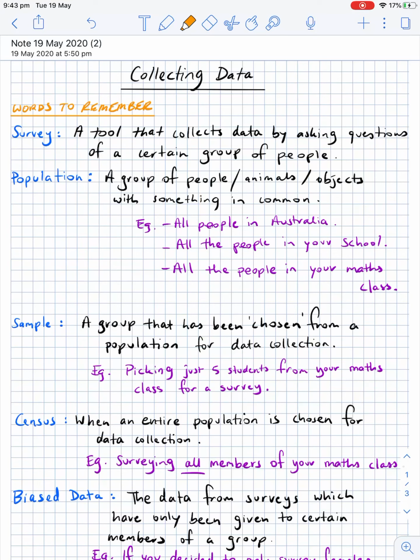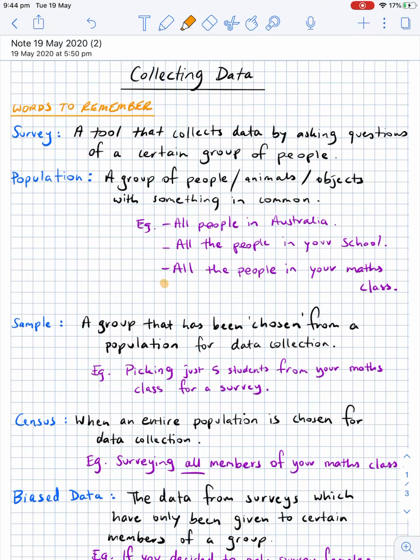Next word to understand is population. A population is a group of people, animals or objects with something in common. For example, all the people in Australia. This is the typical sort of population we think of, the population of a country. But it could also be all the people in your school. They all have something in common: they go to your school. That could be considered the population of a school.